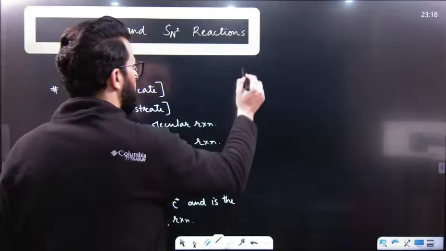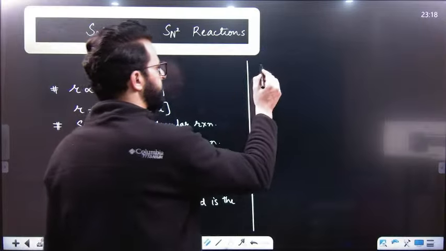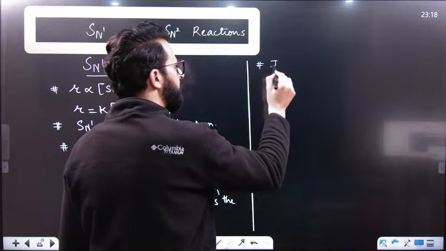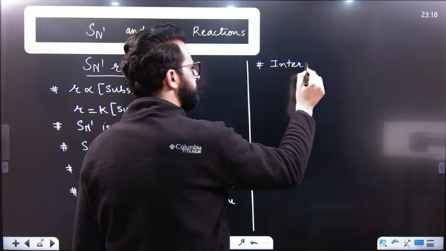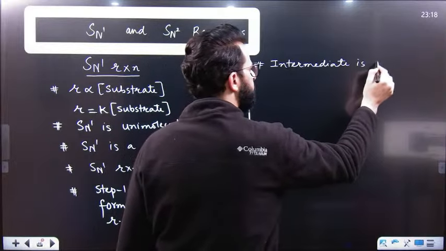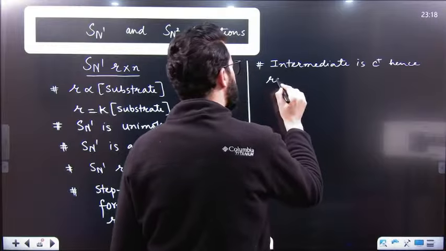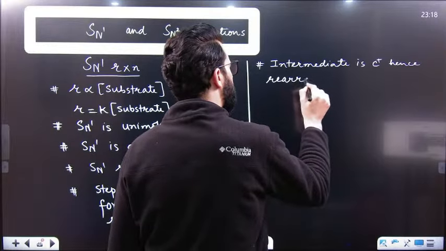Then a few more points you must know. After that, the intermediate is carbocation. Hence rearrangement can be possible.